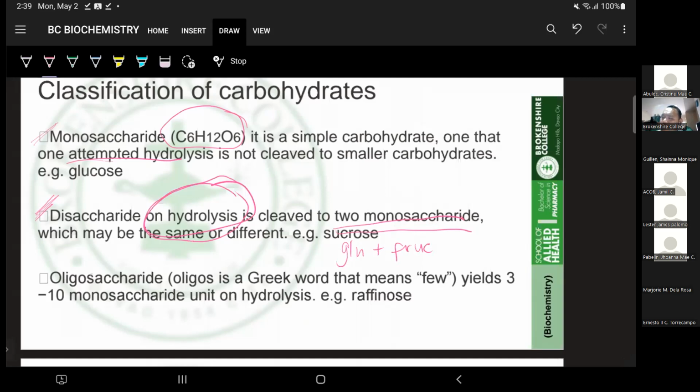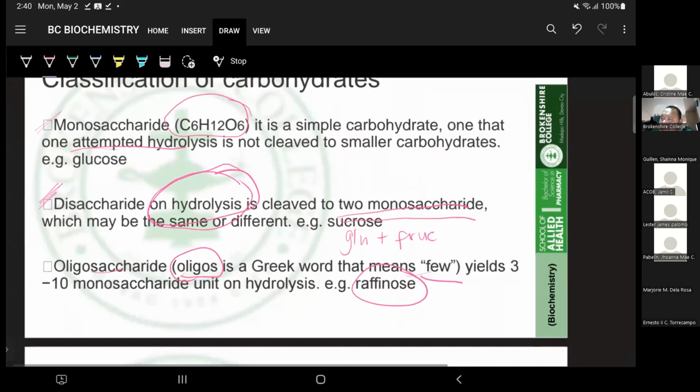On the other hand, an oligosaccharide, coming from the Greek word oligos, which means few, yields 3 to 10 monosaccharide units on hydrolysis, for example your raffinose. That is the difference between mono-, di-, and oligosaccharides, based on the number of carbohydrates yielded upon hydrolysis.